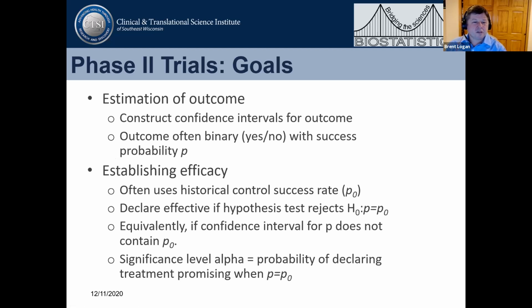So in terms of the goals, estimation of outcome is one common goal. Here you're just focusing on constructing confidence intervals for the outcome. Often we're looking at a binary yes, no, success, failure type outcome, which has a success probability P. If you are trying to establish some kind of a signal for efficacy, oftentimes the phase 2 trial will use a historical control success rate as a benchmark. If you call that P0, then you can set this up as a hypothesis testing framework.